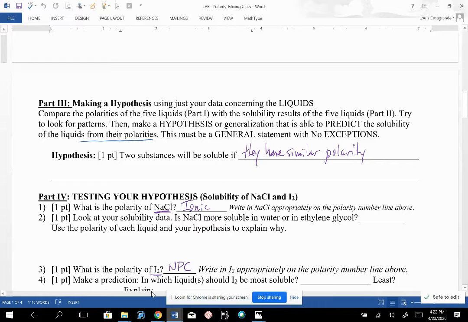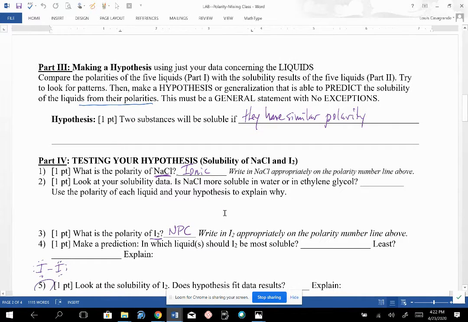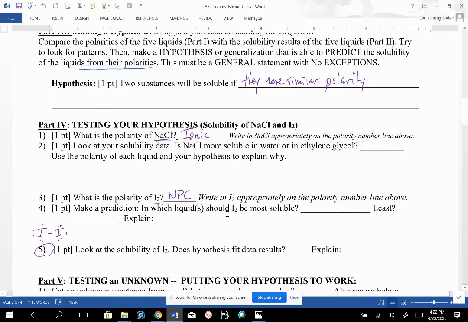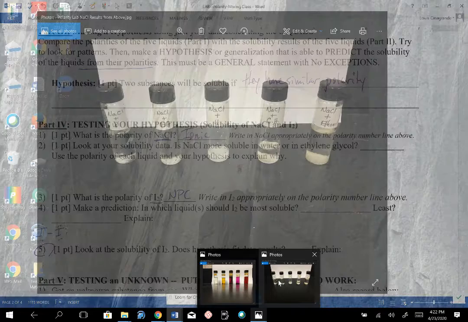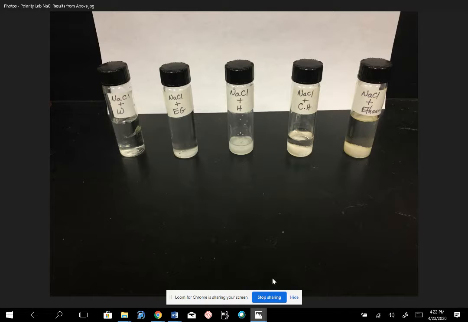All right, so let's continue looking at the lab before we move on to why things dissolve and why things mix together. We ended up yesterday talking about the polarity of iodine and the polarity of sodium chloride in backwards. So let's take a look at the solubility data for the sodium chloride and for the iodine. For sodium chloride, I have these four vials right here. And left to right, we see NaCl in water, ethylene glycol, hexane, cyclohexane, and ethanol.